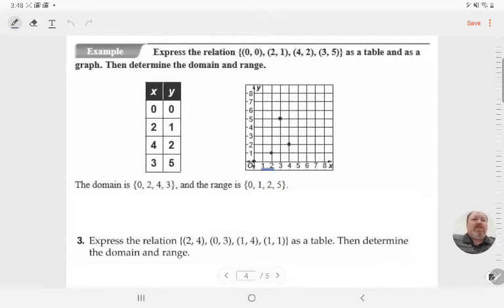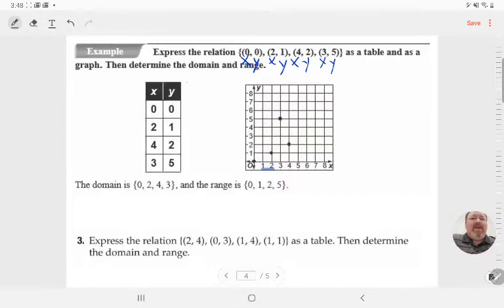All right. Let's look at this one. It says express the relation, gives you some coordinates, as a table and as a graph, then determine the domain and the range. So I would plug in all of my x's. So my x's are 0, 2, 4, and 3. Then I would plug in all of my y's: 0, 1, 2, and 5.